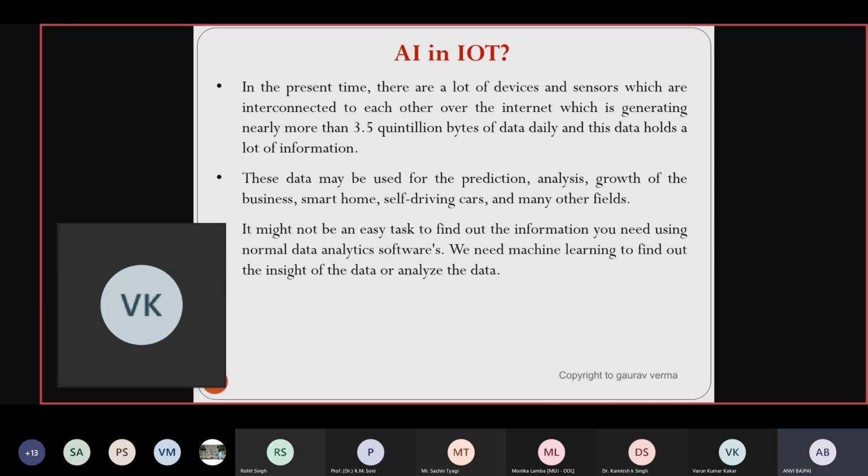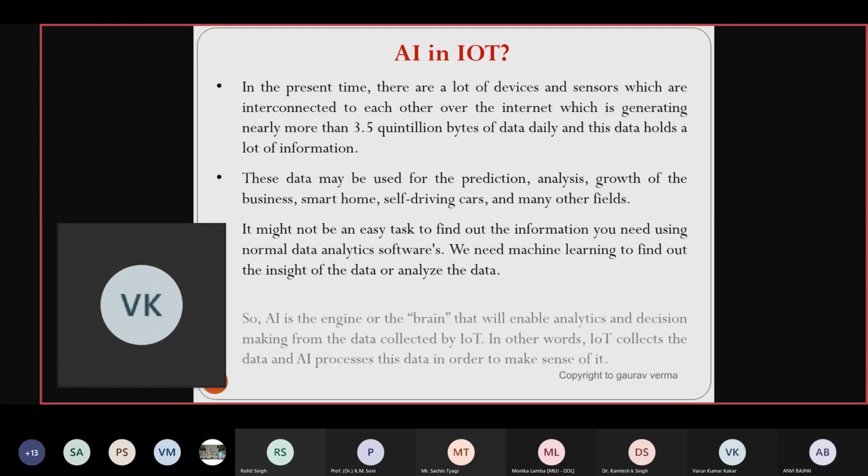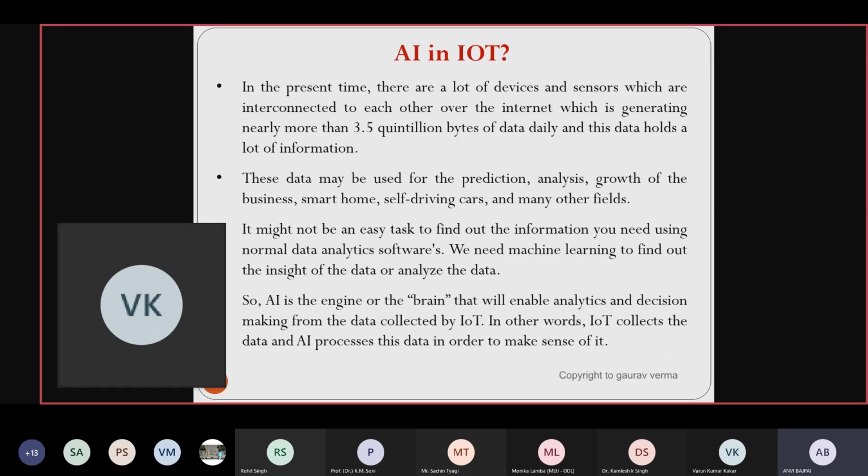It is not an easy task to find useful information from this data, and for that we require some sort of AI. In other words, when I am referring to AI, I am referring to ML. You need machine learning capability so that you can extract information from this data. So basically, AI is the brain that will enable analytics and decision making for the data collected by IoT. In other words, IoT collects the data and machine learning processes it in order to make sense of it. This is the role of AI in IoT.